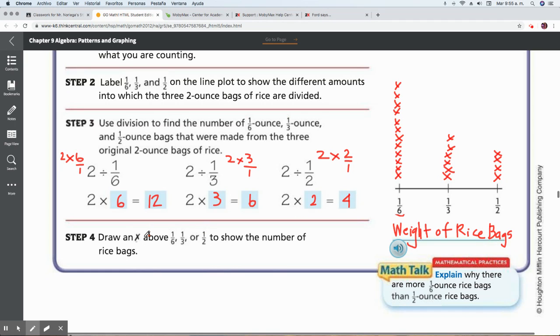Last step, draw an X above 1/6, 1/3, or 1/2 to show the number of rice bags. Well, we already did that step together with step number 3. And that is how you can find how many X's you need to draw on top of each one of the fractions. All right.